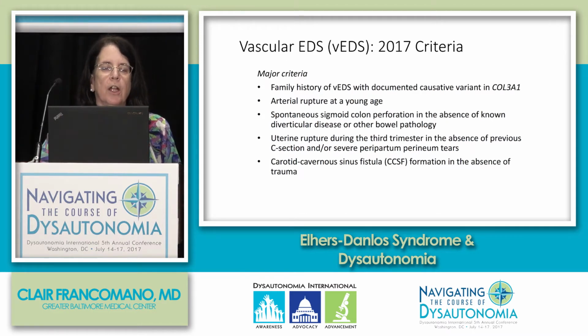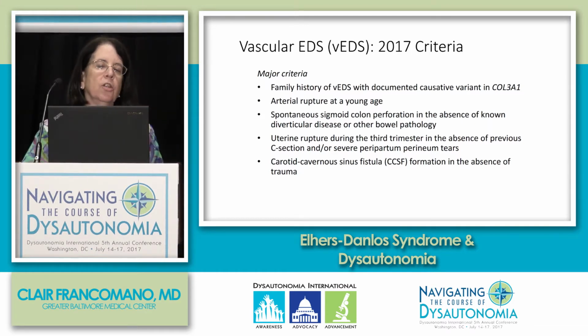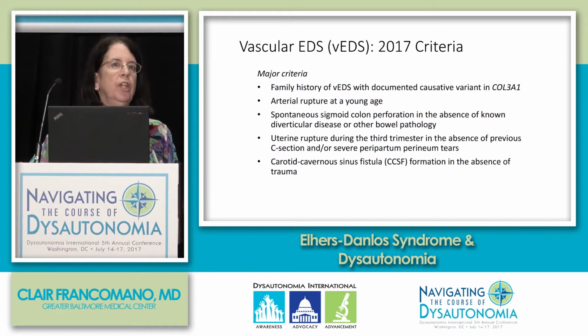Now, for vascular Ehlers-Danlos syndrome, there are a large number of major and minor criteria, and those are listed on this slide. The major criteria are the family history of vascular EDS with a documented known variant in COL3A1. This is the gene that encodes type 3 collagen, which is the protein that is altered in the vascular type. Another major criterion is arterial rupture at a young age, generally considered to be less than 40.